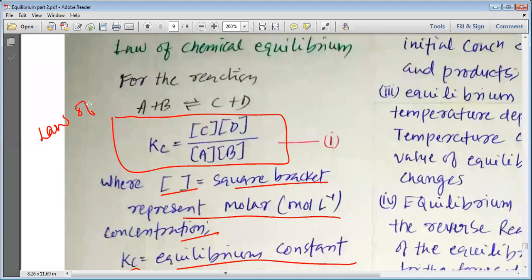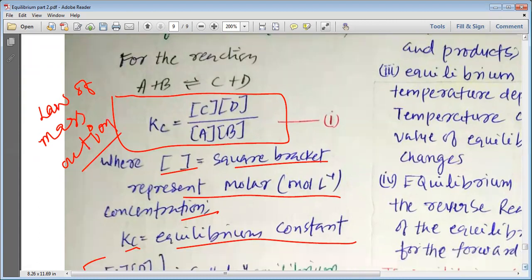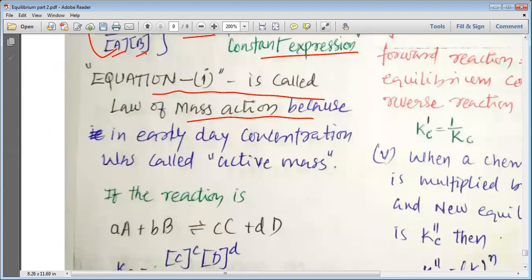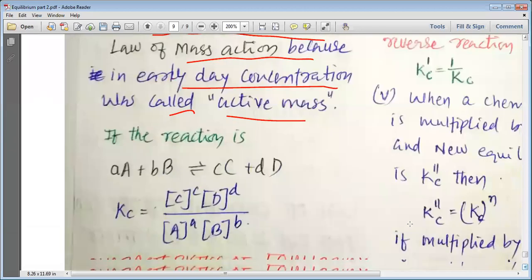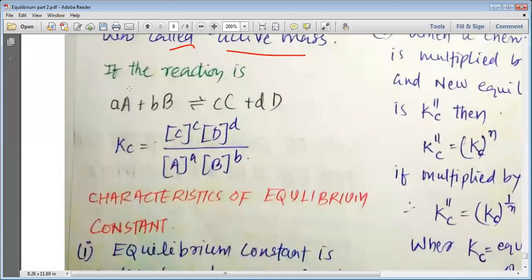Law of mass action. Now, why is it called the law of mass action? Let us understand. We call it the law of mass action because in earlier days, concentration was called the active mass. So as the concentration was called the active mass, this representation was called the law of mass action.